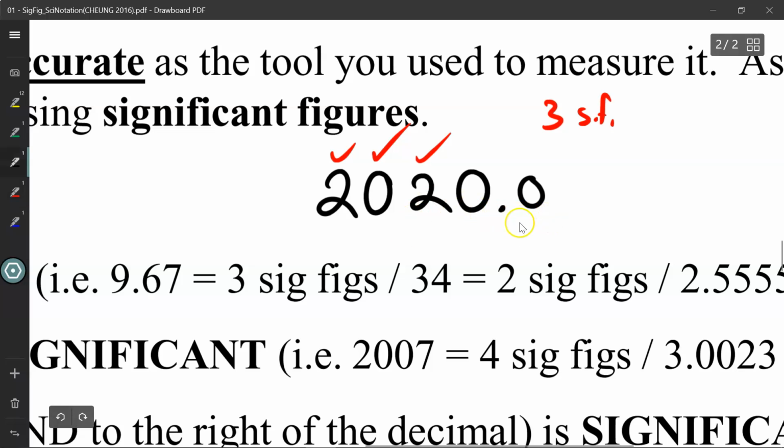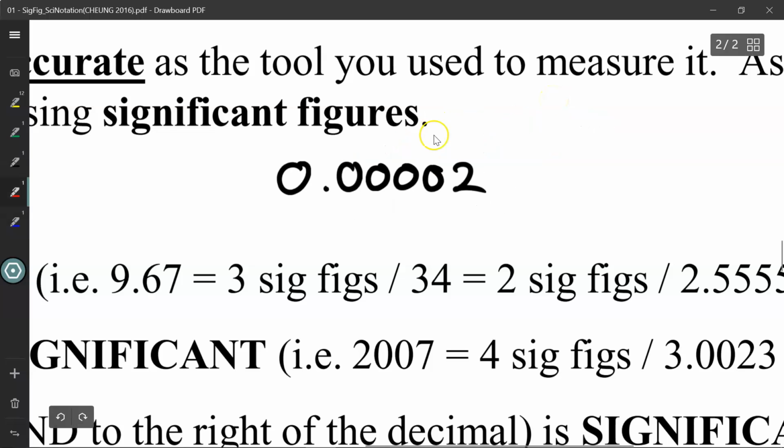But if I did this, now we have a terminating 0, last digit in the number and to the right of the decimal. And rule 2 of course states, if it's between 2 sig figs, it's also significant. Now suddenly I have 5 sig figs in this number. Over here, none of these are terminating zeros, none of these are significant, there's only one sig fig, which is the 2.